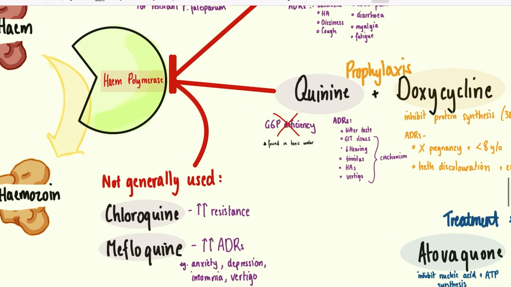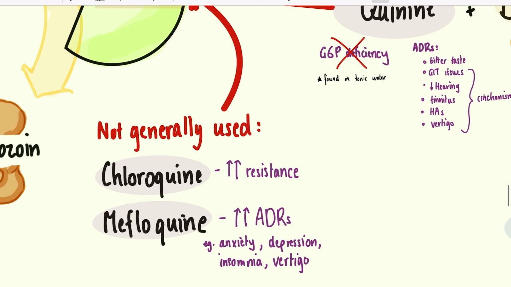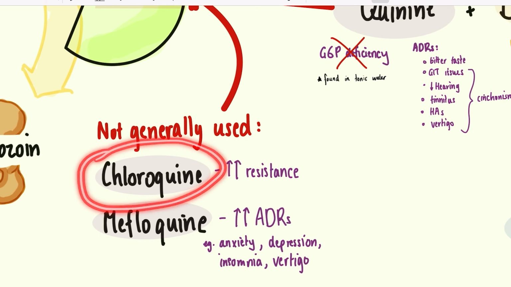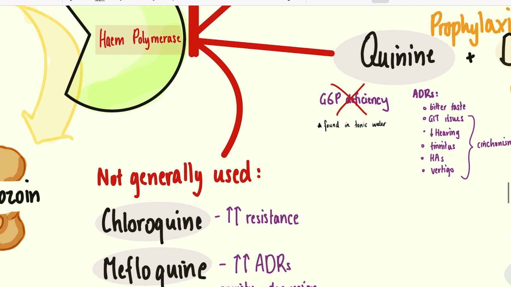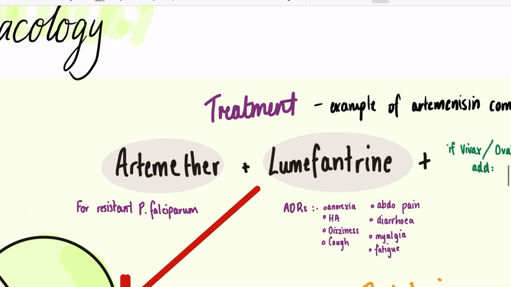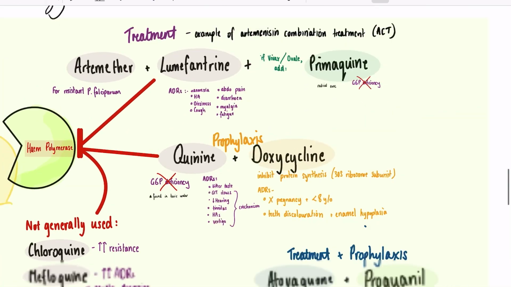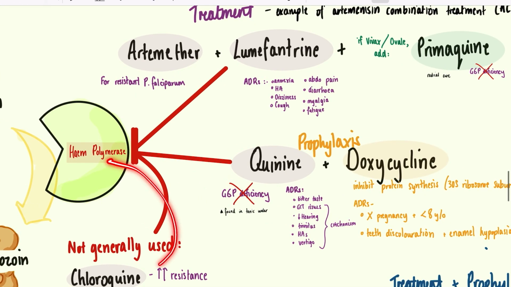We've got the classic, the historical, chloroquine. Chloroquine inhibits heme polymerase and historically has been used. However, there's been a really large development of resistance to chloroquine by a lot of Plasmodium, and so we've kind of moved on from that. I'll take you up here. So everything in purple is used to inhibit heme polymerase.